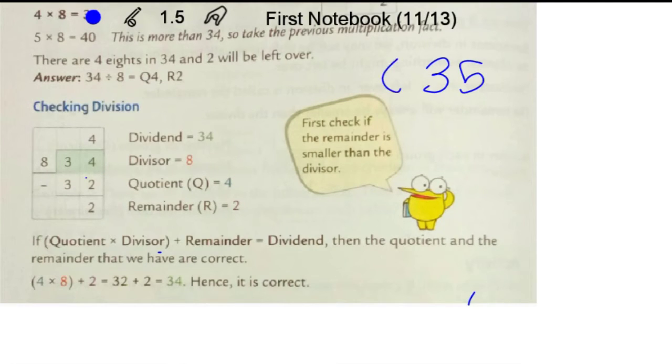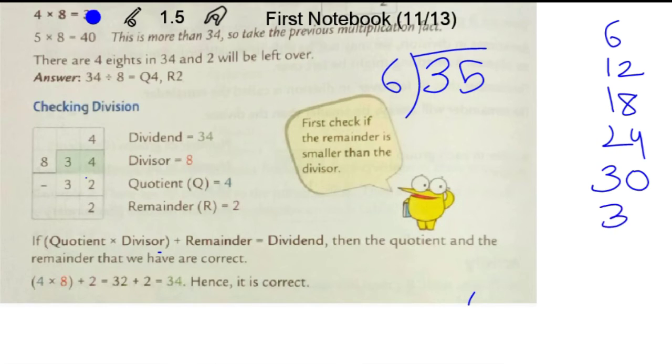35 divided by 6. Okay, let's read out the table. 6 ones are 6, 6 twos are 12, 6 threes are 18, 6 fours are 24, 6 fives are 30, 6 sixes are 36. So this 36 cannot be subtracted from 35. So just above that, that is 30. So we'll write here 30.